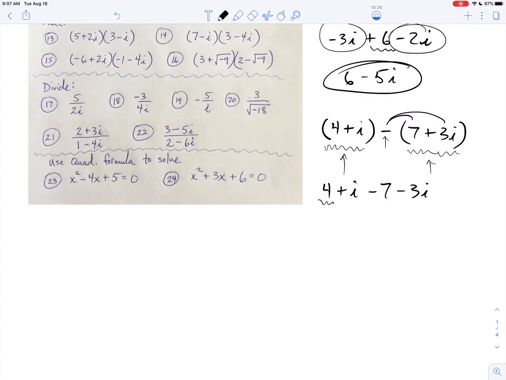Combine like terms. These guys go together. I got negative 3. The other two guys go together. I get minus 2i. There's my answer. I am done. So adding and subtracting, that's what you do.